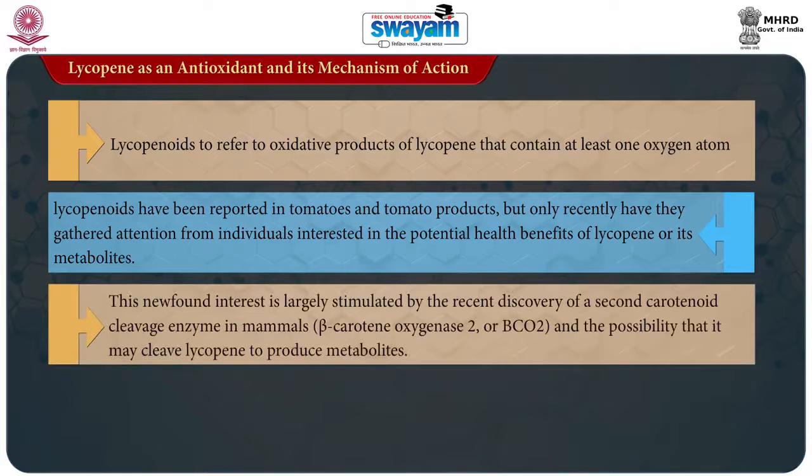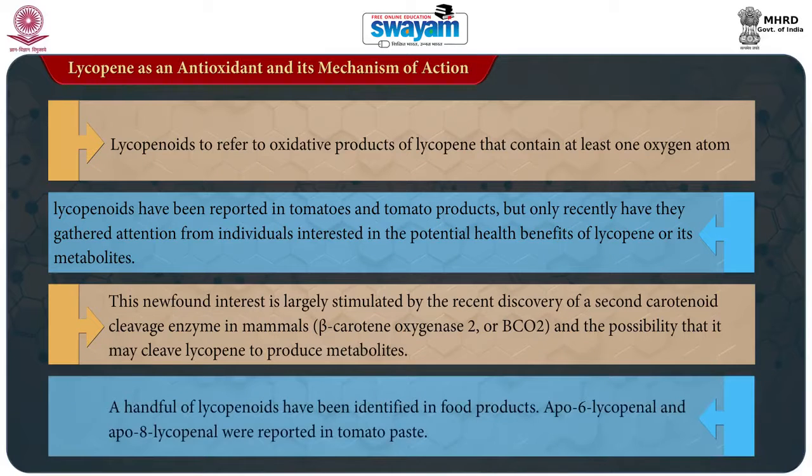This newfound interest is largely stimulated by the recent discovery of a second carotenoid cleavage enzyme in mammals, called beta-carotene oxygenase 2, that is BCO2, and the possibility that it may cleave lycopene to produce metabolites. A handful of lycopenoids have been identified in food products. APO6 lycopenol and APO8 lycopenols were reported in tomato paste.